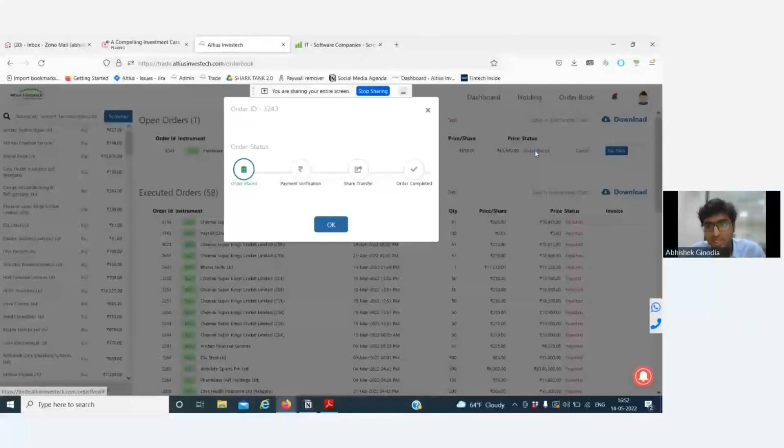And you are supposed to complete your KYC. Your KYC can be accessed from your My Account section, and whatever demat details you upload here is the one which we will use to transmit the shares to your account.